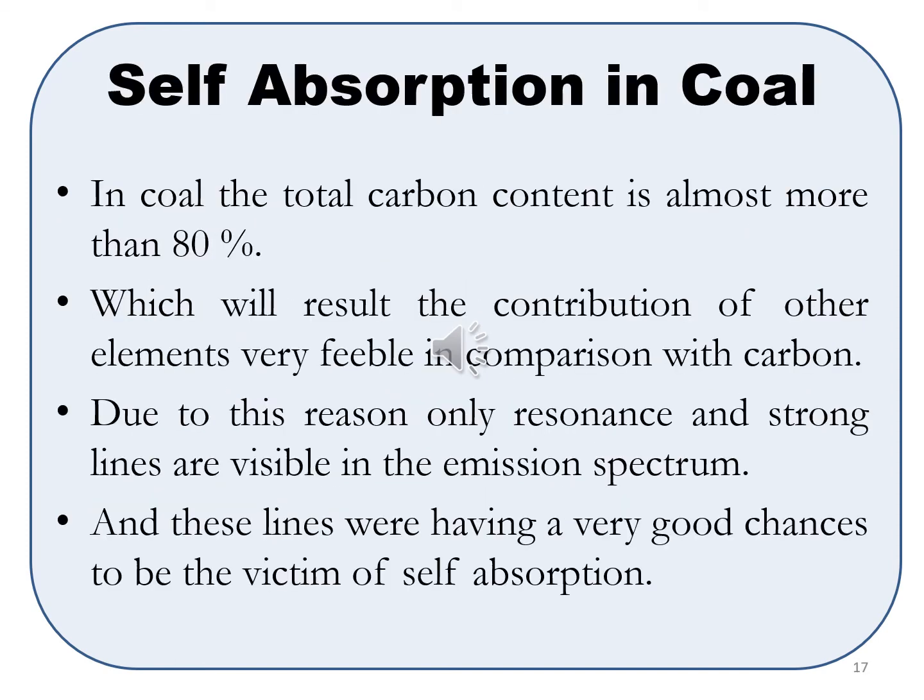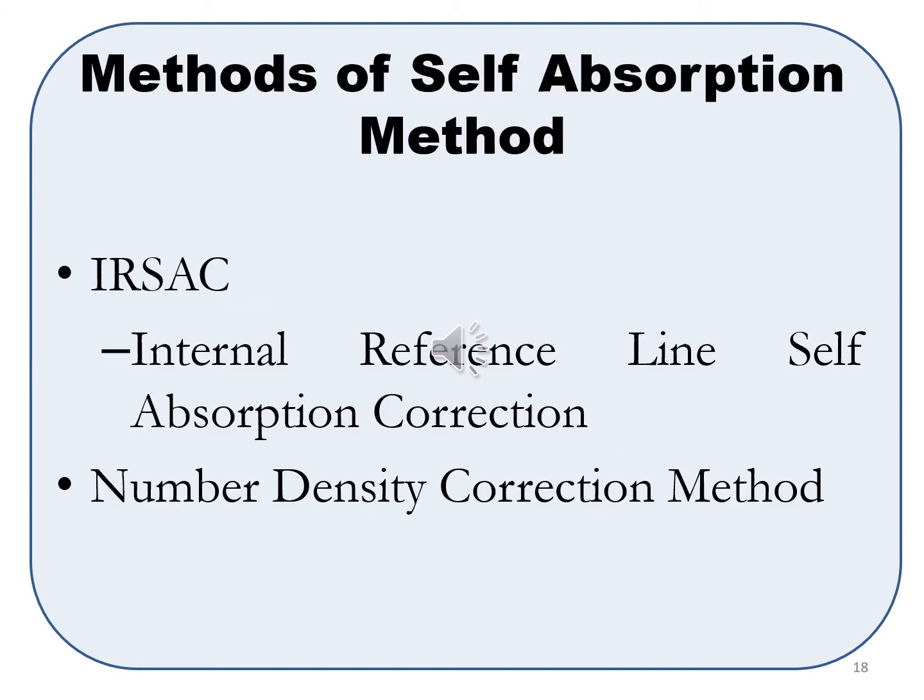In coal, the total carbon content is almost more than 80%, which makes the contribution of other elements very weak in comparison with carbon. Due to this reason, only resonance and strong lines are visible in the emission spectrum, and these lines have a very good chance of being victims of self-absorption. The methods I used to decrease the problems of self-absorption are IRSAC, the internal reference line self-absorption correction method, and the number density correction method.